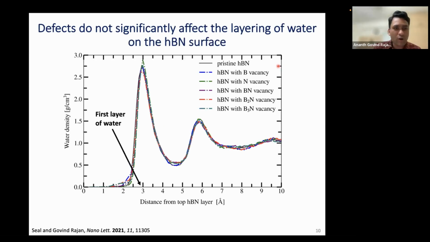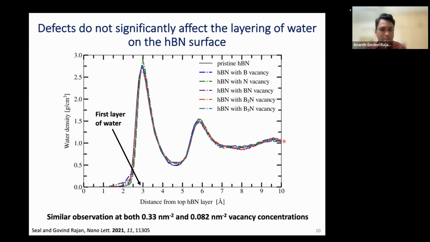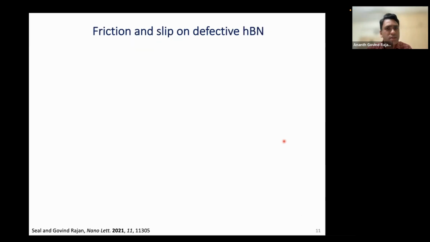Now, what we found initially by plotting the water density profile as a function of the distance from the HBN layer was that the density profile is not significantly affected by the presence of these different types of defects. And you can see that this is the first layer of water, with a density of around 2.7 gram per centimeter cube, but of course, far away from the sheet, you regain the bulk water density profile. And a similar observation was made at both the vacancy concentrations, right?